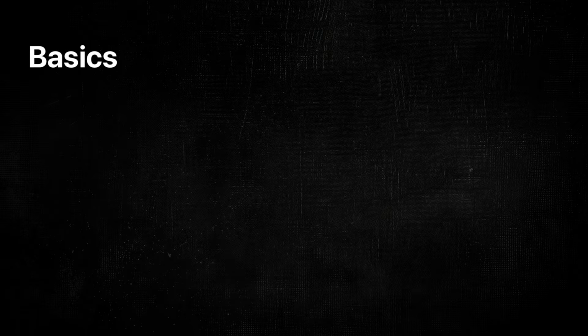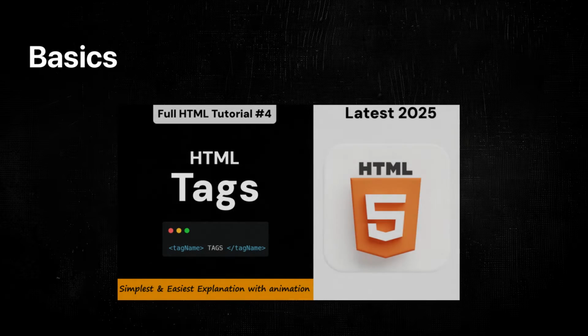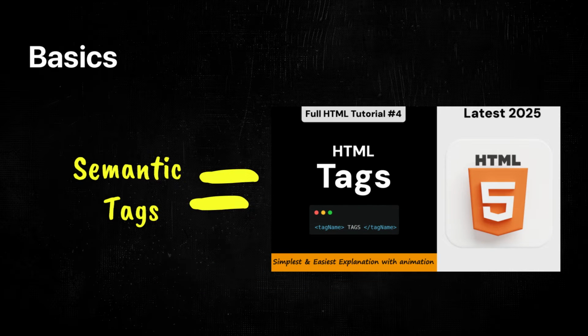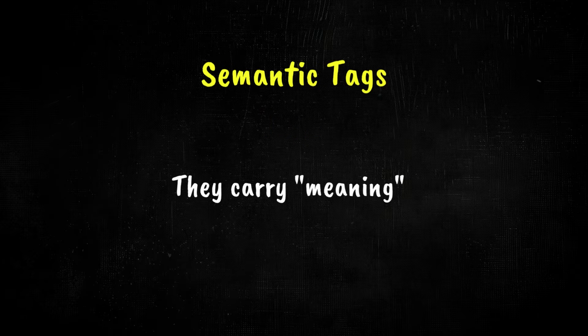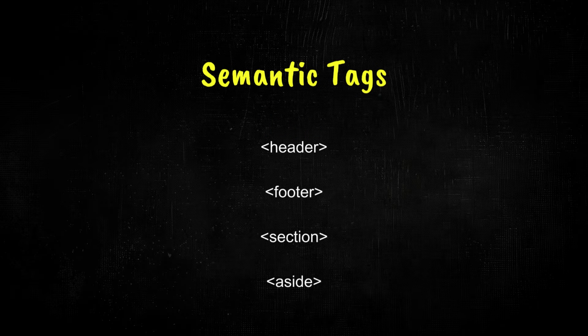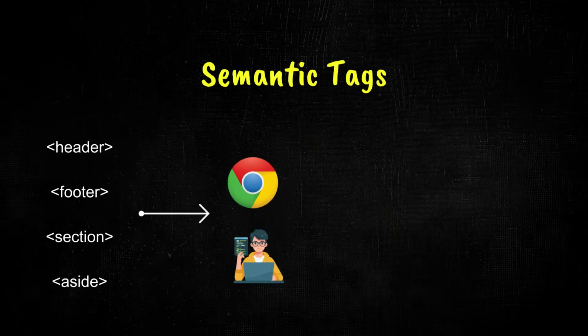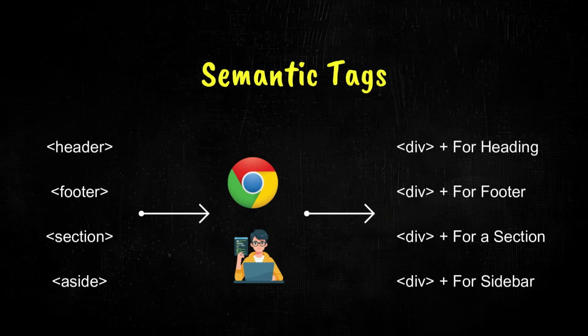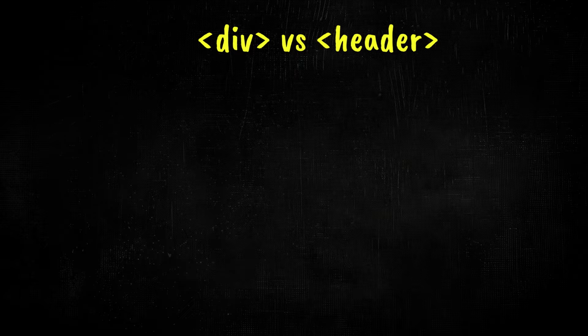Alright, so let's start with the basics. You already know what HTML tags are, right? Well, semantic tags are also HTML tags, but with one big difference. They carry meaning. These tags tell the browser and the developers what kind of content they hold. Let's take an example to understand this. Let's compare div and a header.